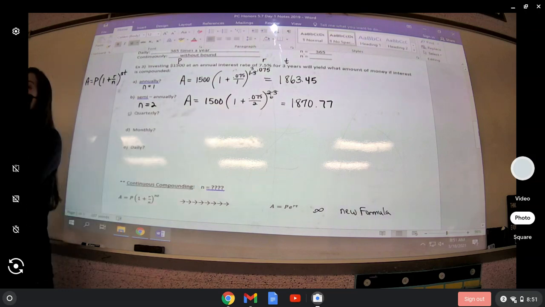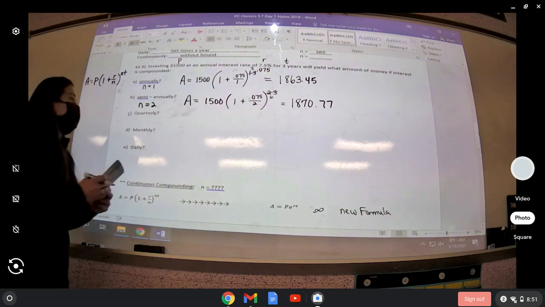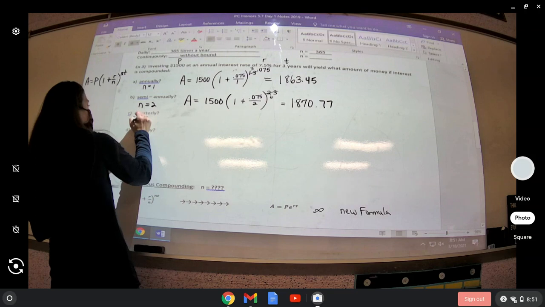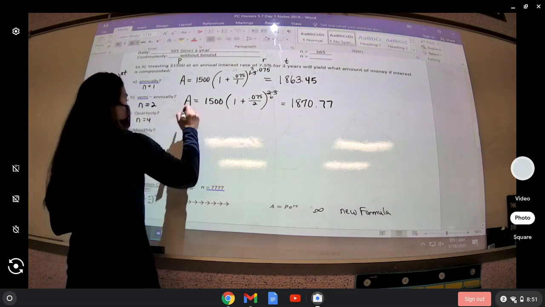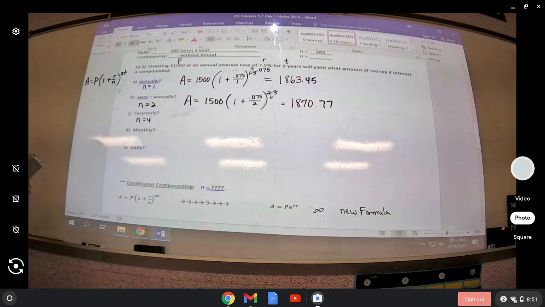I'll do them up here, you guys do them there, and let's see if we get the same answers. So quarterly, n is 4. That means 4 times a year, they're willing to stop, add some interest in, and now your interest can earn interest for those 4 times the year.